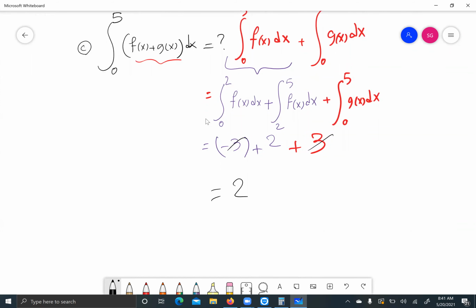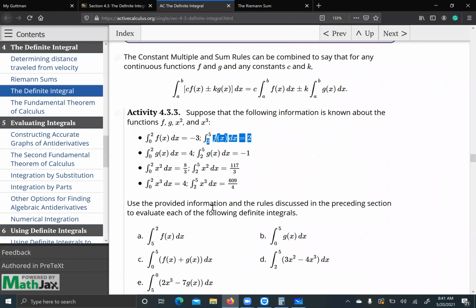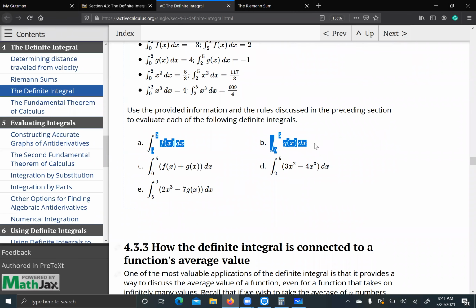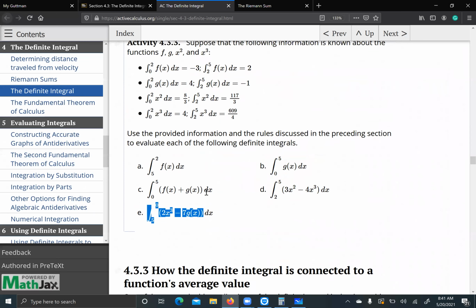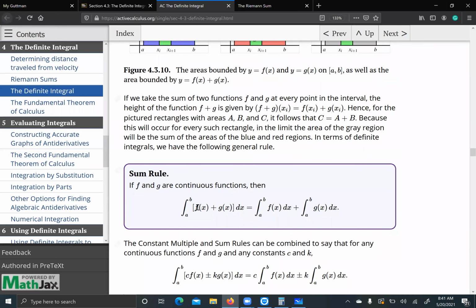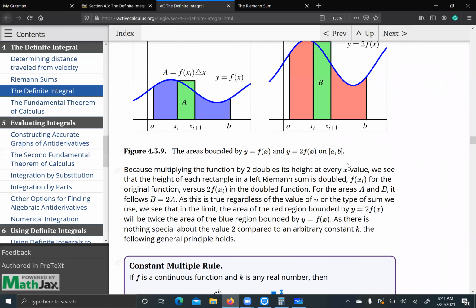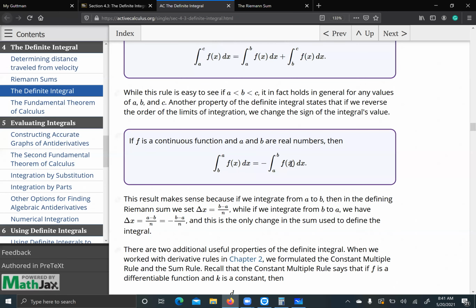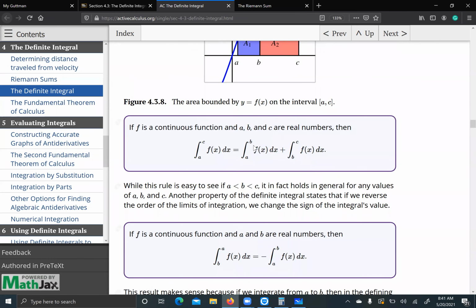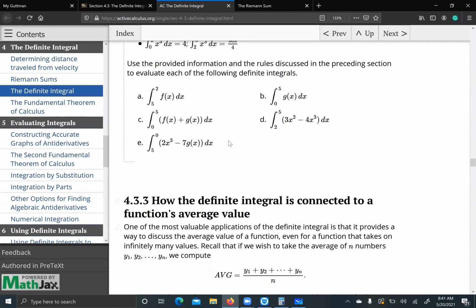Okay, so this is just like playing with the different properties. I'm going to leave the rest for you. I did part A, part B, part C. I'm going to leave part D and E for you. Just use the information given on top, and use the properties that we learned. This is the sum rule, this is the constant multiplier rule, and this is when you change the limits. Just use these rules and the information given to practice this.